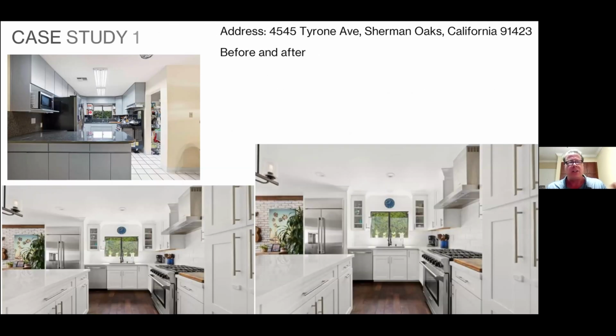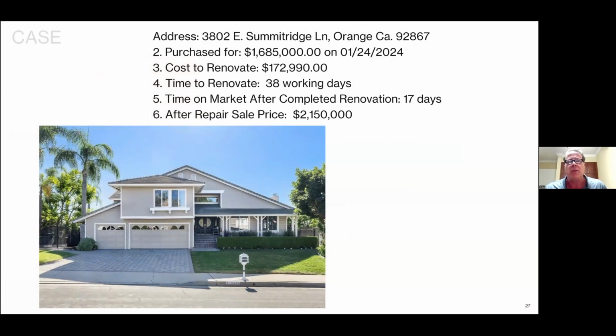Case study. This shows you the before picture of the kitchen. This shows you the after picture of the kitchen. Kitchens are the heartbeat of the house. A lot of times a kitchen remodel is absolutely necessary. That's the way it goes. This is another one, case study number 2.